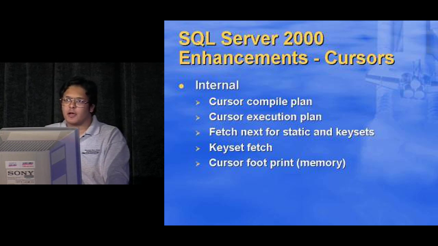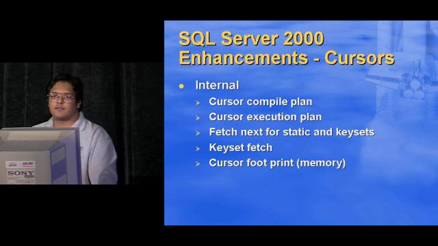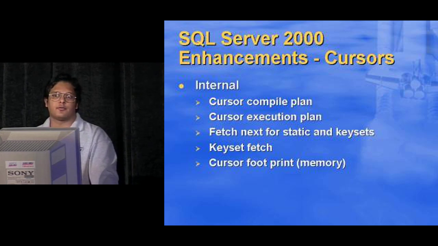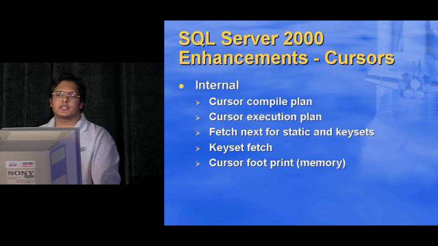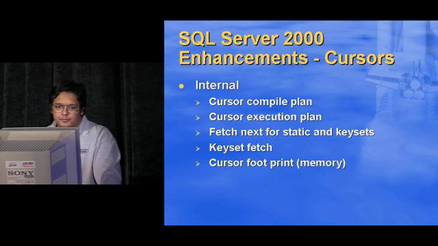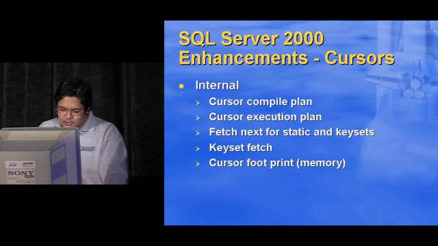Fetch next is being optimized for static and key set cursors. For both of these, you have a work table, and there's an index on the work table. In SQL Server 7, we asked for a range of values. In 2000, we asked for an unbounded range. But what this allows you to do is, on subsequent fetch nexts, move to sibling rows directly without needing to retraverse the index. A savings there.